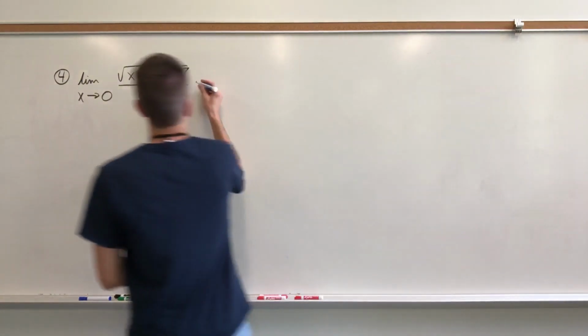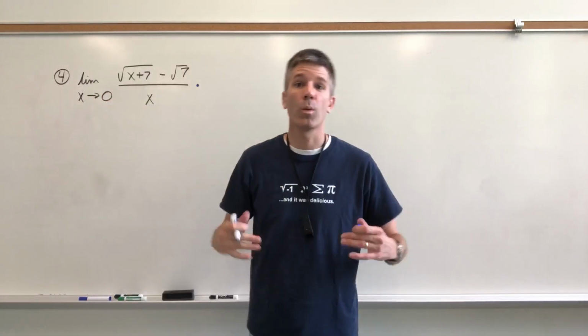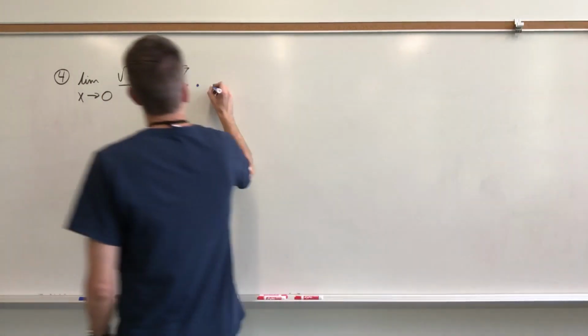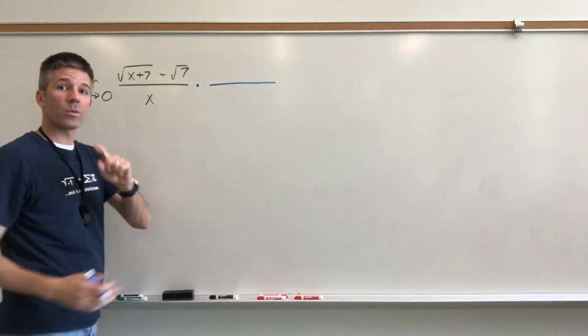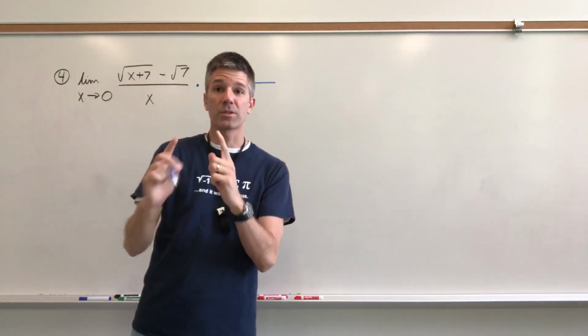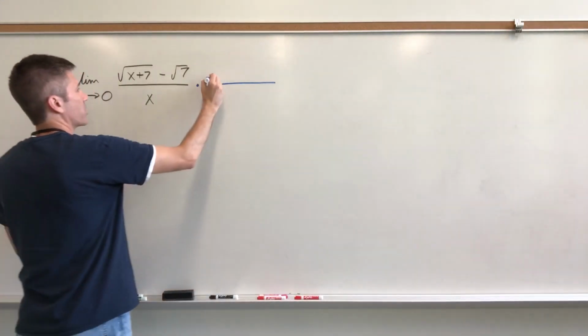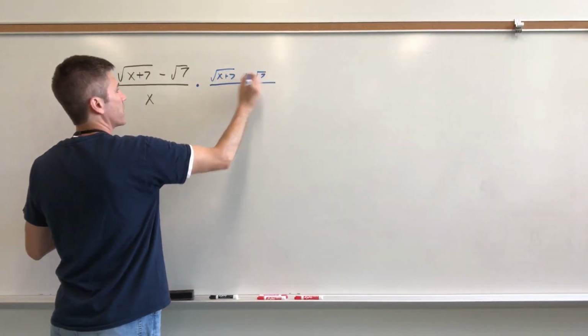So we're going to multiply by something that is not obvious, that may not go through your head, but once you learn this little trick, it'll be like, oh, that's kind of cool, so we can do that. So we're going to multiply by everything in the numerator, only we're going to change the sign in between the two square roots. It's called the conjugate. And you'll see where this is going in a minute. So the square root of x plus 7 plus the square root of 7.